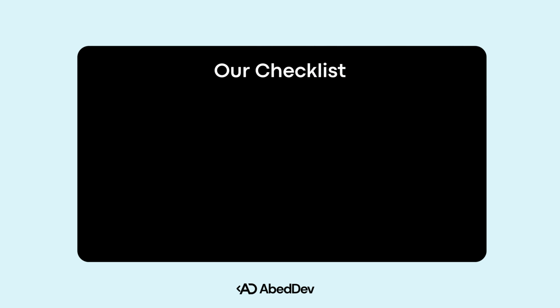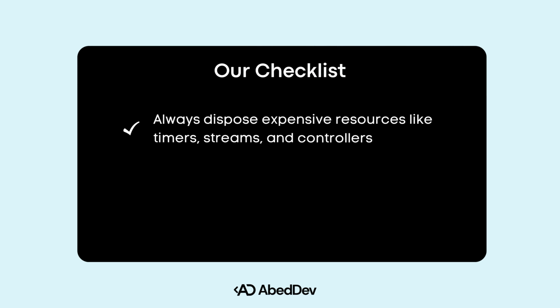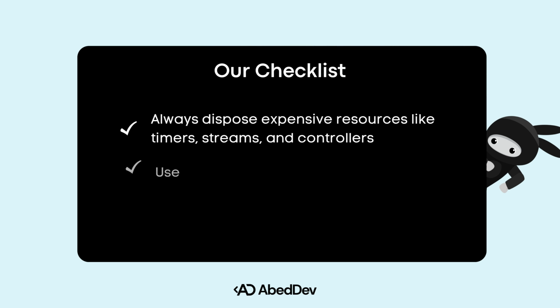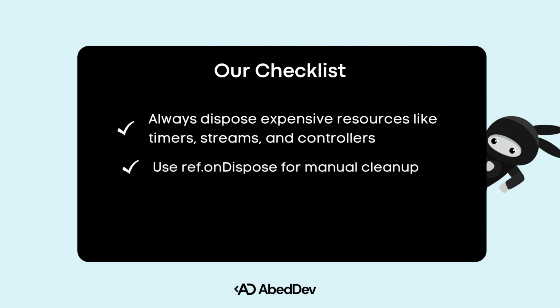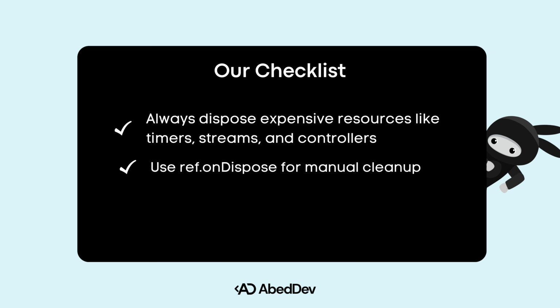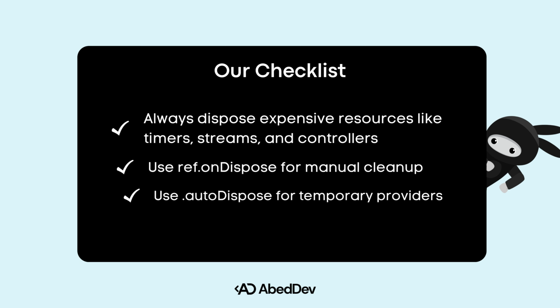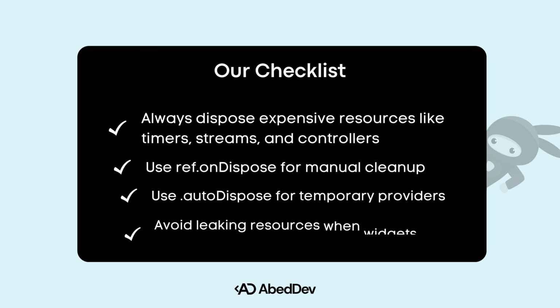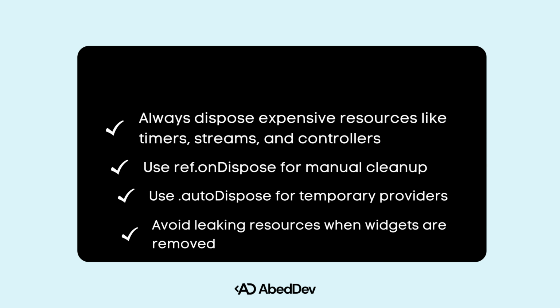Here's the checklist. Always dispose expensive resources like timers, streams, and controllers. Use ref.onDispose for manual cleanup. Use .autoDispose for temporary providers. Avoid leaking resources when widgets are removed.